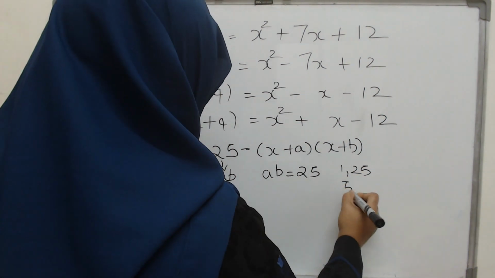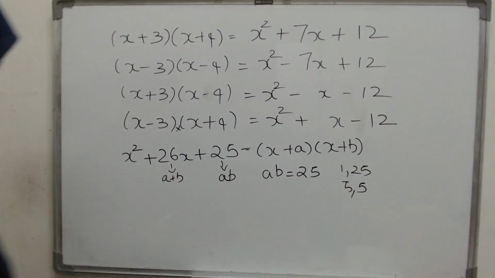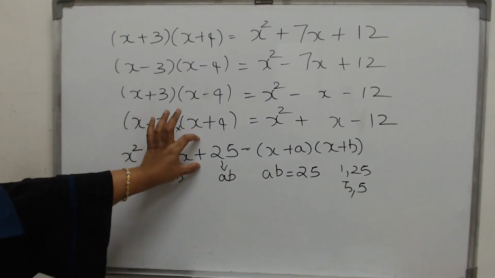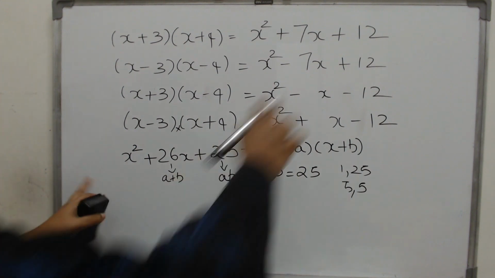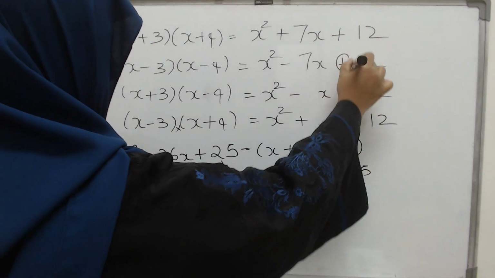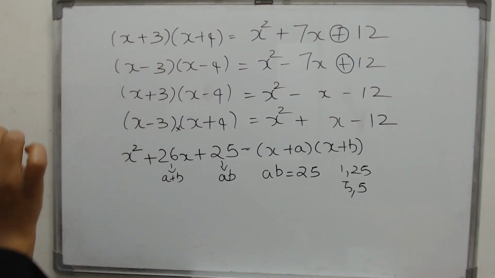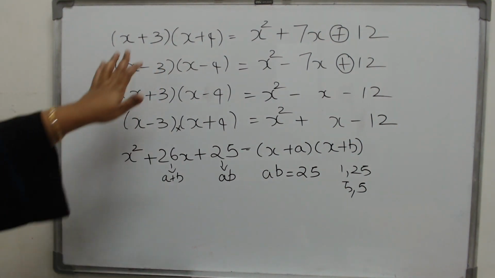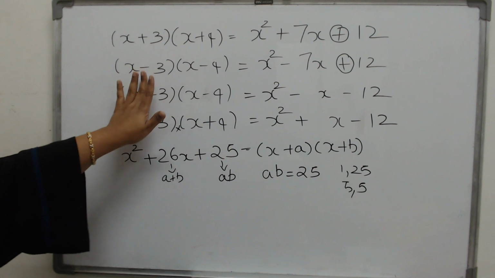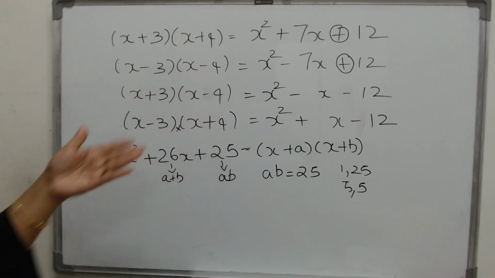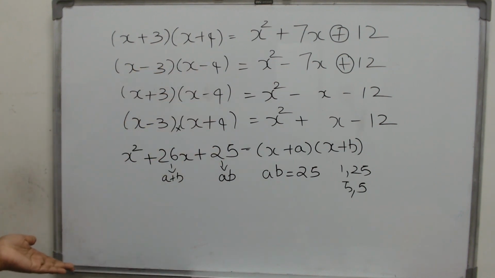5 into 5, anything else? Nothing. Now, this is where you look at its sign. You see here, the plus sign here means that both A and B are of the same sign. Either both are positive or both are negative. Now, how do you find out whether they are positive or negative?